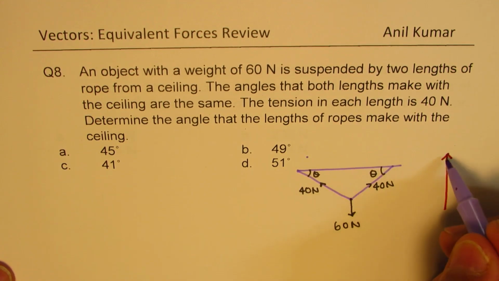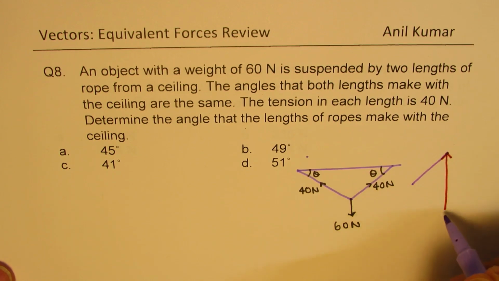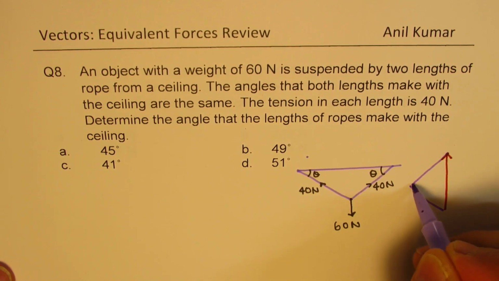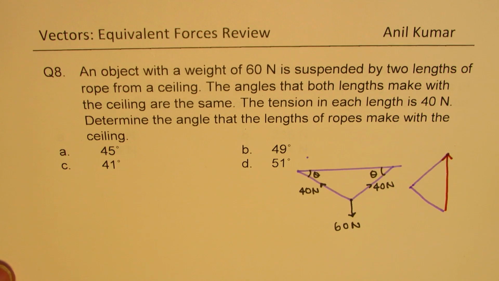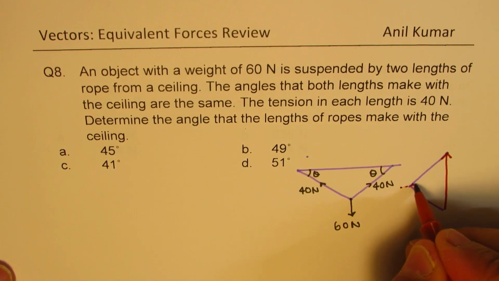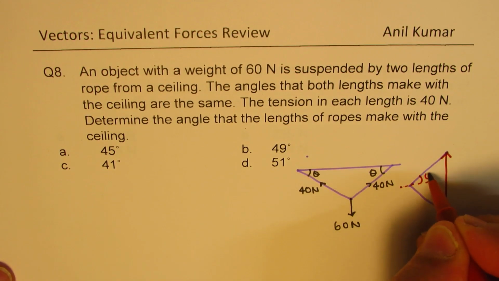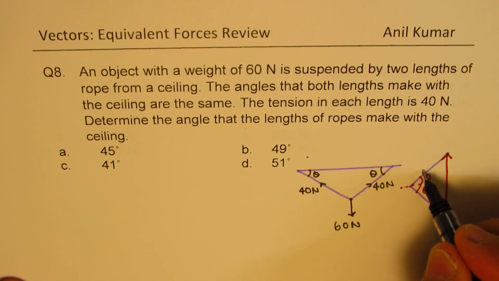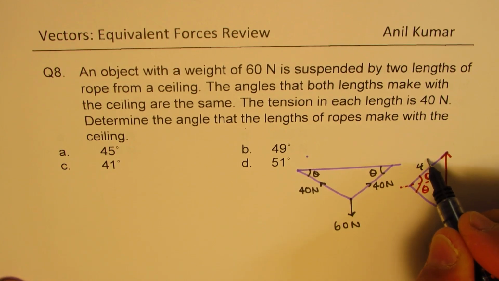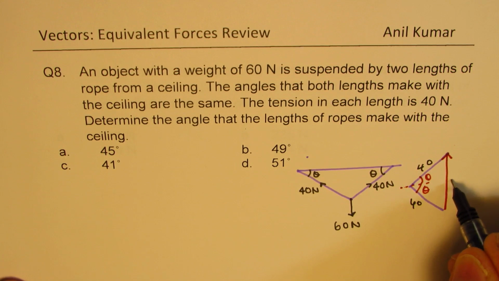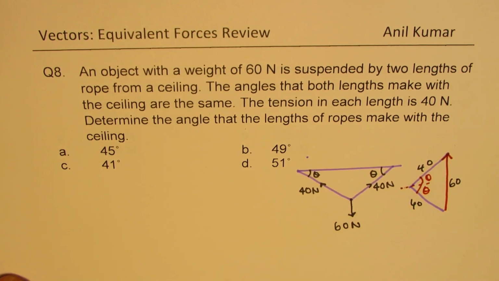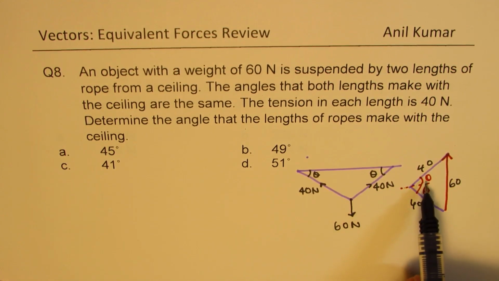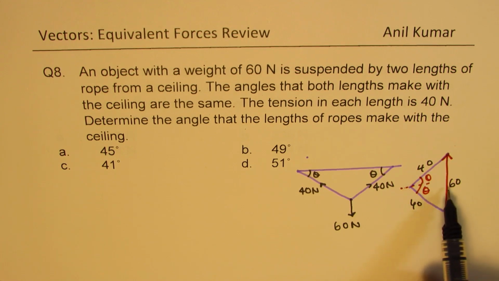Right, so these two tensions, 45 and 45. So this angle theta, the other angle theta, these are the two angles, correct? And we know these two tensions are 40, 40, and that is 60, correct? That is the diagram. So we can find what 2 theta is, and then the job is done, right?